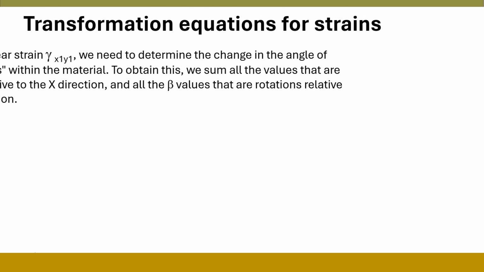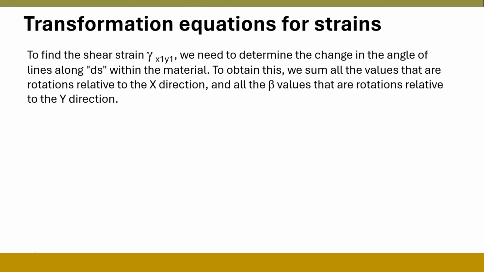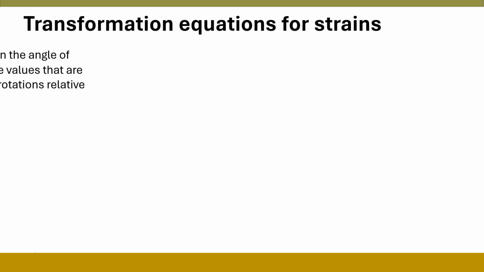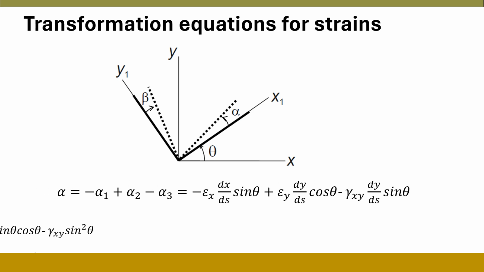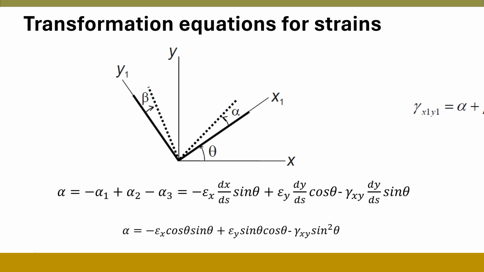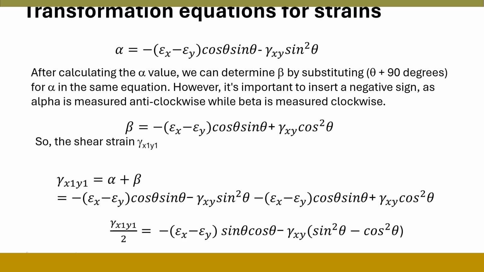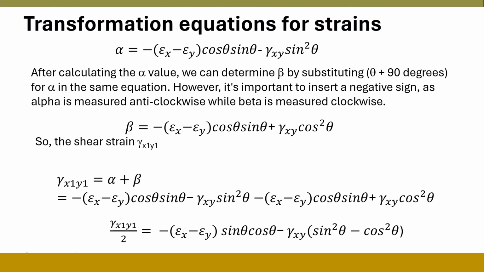To find the shear strain gamma x1 y1, we need to determine the change in the angle of lines along ds within the material. To obtain this, we sum all the alpha values that are rotations relative to the x direction, and all the beta values that are rotations relative to the y direction. After calculating the alpha value, we can determine beta by substituting theta plus 90 degrees for theta in the same equation. However, it's important to insert a negative sign, as alpha is measured anti-clockwise while beta is measured clockwise. The shear strain relative to the x1 and y1 coordinates is the sum of alpha and beta.